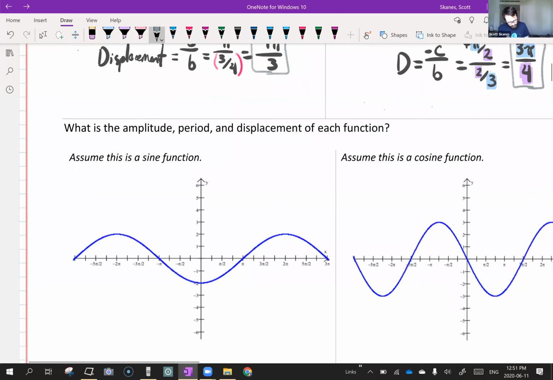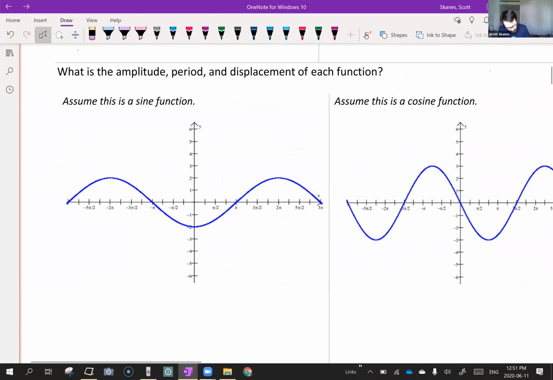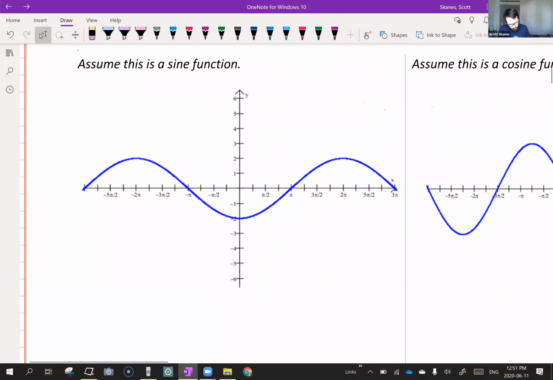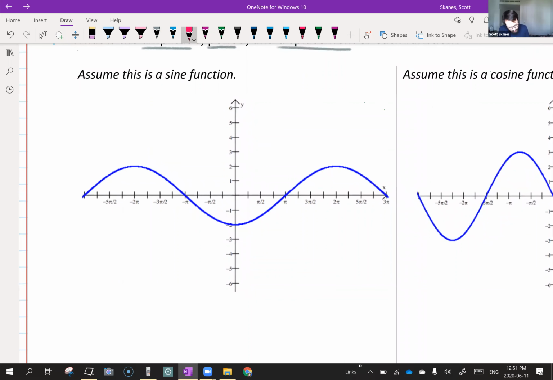All right, what's the amplitude, period, and displacement of each function? This is, of course, another Unit 4 question because it's trigonometry. It's actually the exact same question, but you need to do it from the graph. And some students find this more difficult, so you might want to pay close attention to this. It's saying here that you need to assume it's a sine function. Why is it saying that?